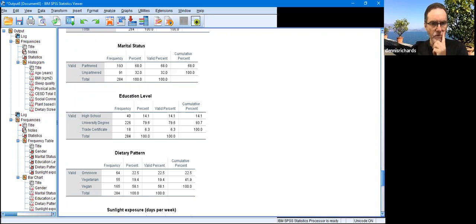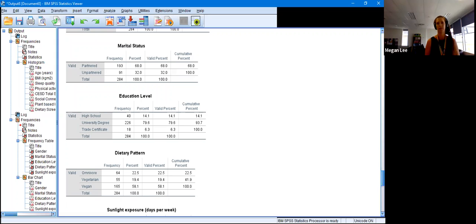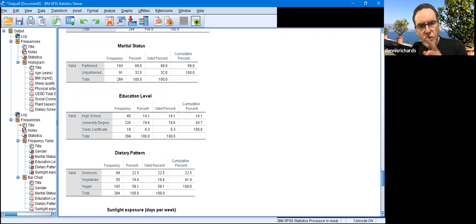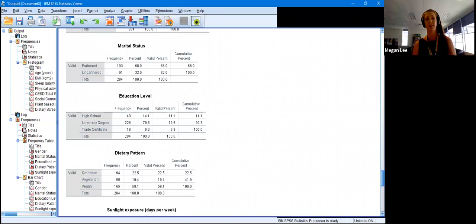190. 193. How many are single? 91. 91. Cool. That's about normal as well. What about our education levels? Once again, I've changed them. Just before we leave marital status, how do these figures relate to the normal population in our culture? Yeah, that's pretty similar.